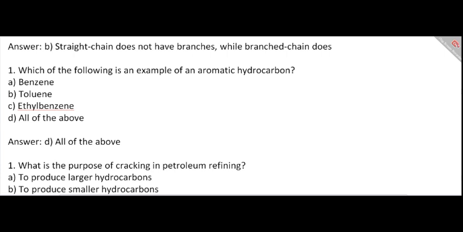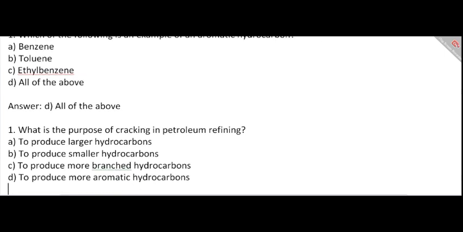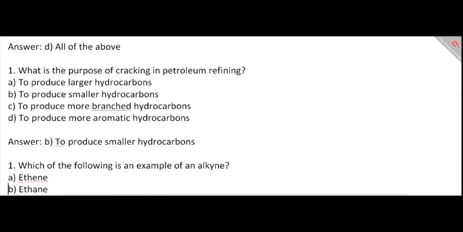Next MCQ is, which of the following is an example of an alkyne? Ethene, ethane, ethyne, or ethyl benzene, which should be the correct answer? So ethyne is the correct answer.